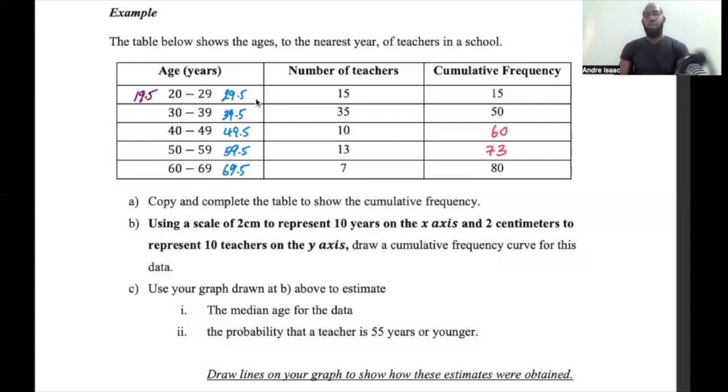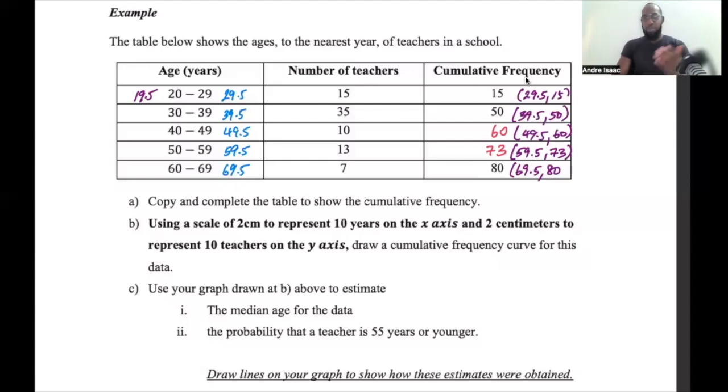So what you'll be plotting is the upper boundary against the cumulative frequency. So here will be 29.5, 15. Here will be 39.5, 50. Here will be 49.5, 60. 59.5, 73. 69.5, 80, right?